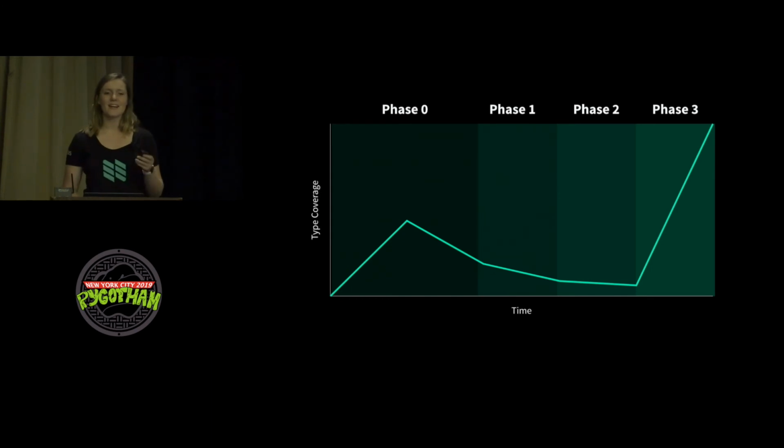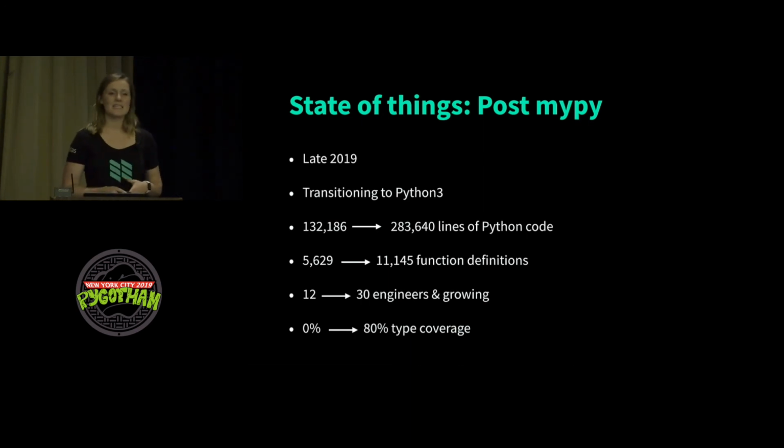With these steps in place, our coverage was finally increasing. And these are still the current steps that we have in place almost 3 years later. So now, it's late 2019, we're amidst the transition to Python 3, and Mypy is helping us with that. We have over 280,000 lines of Python code, over 11,000 function definitions, 30 engineers and growing, and 80% type coverage. A lot of the remaining 20% is code that we no longer use anymore, like outdated scripts or old database migrations. So of the code that's currently running, we're closer to 90 or 95% type coverage.